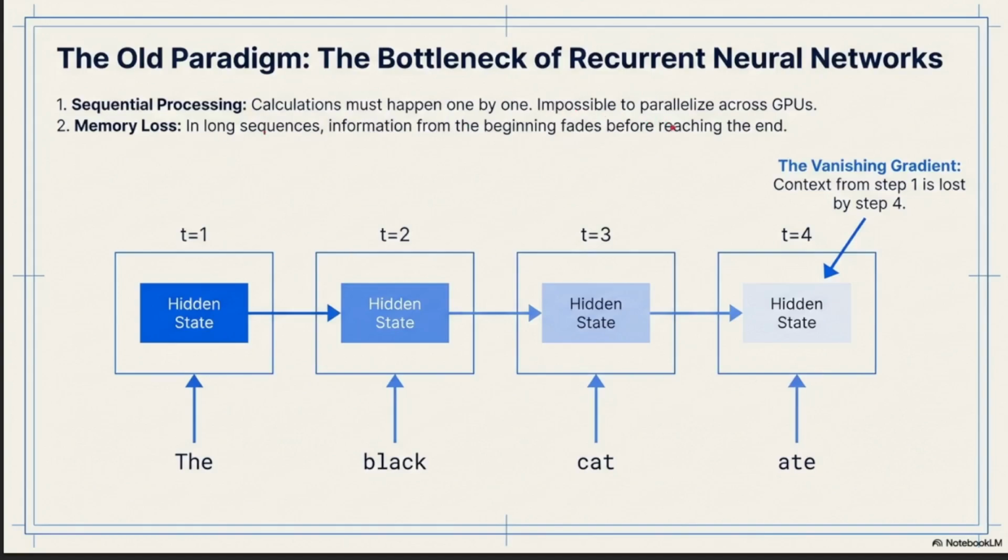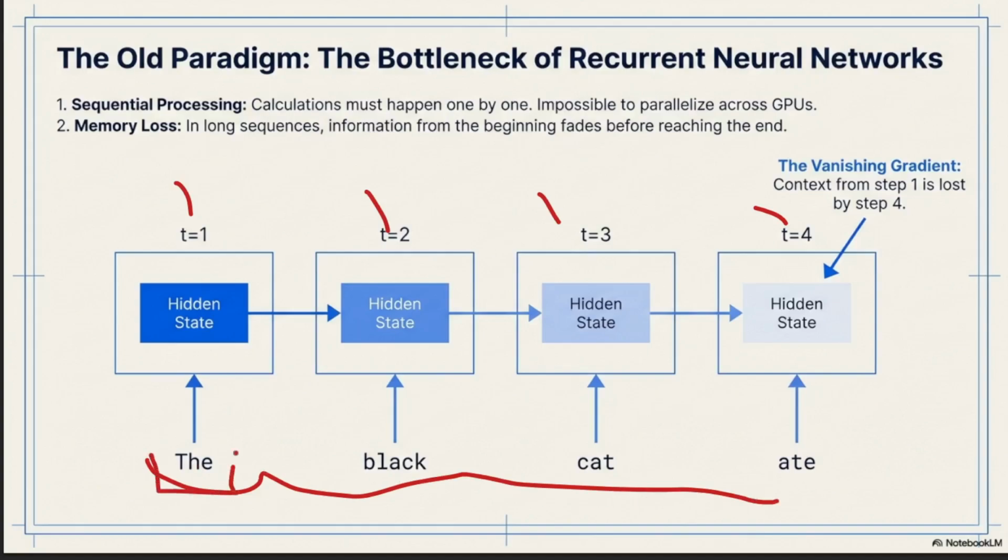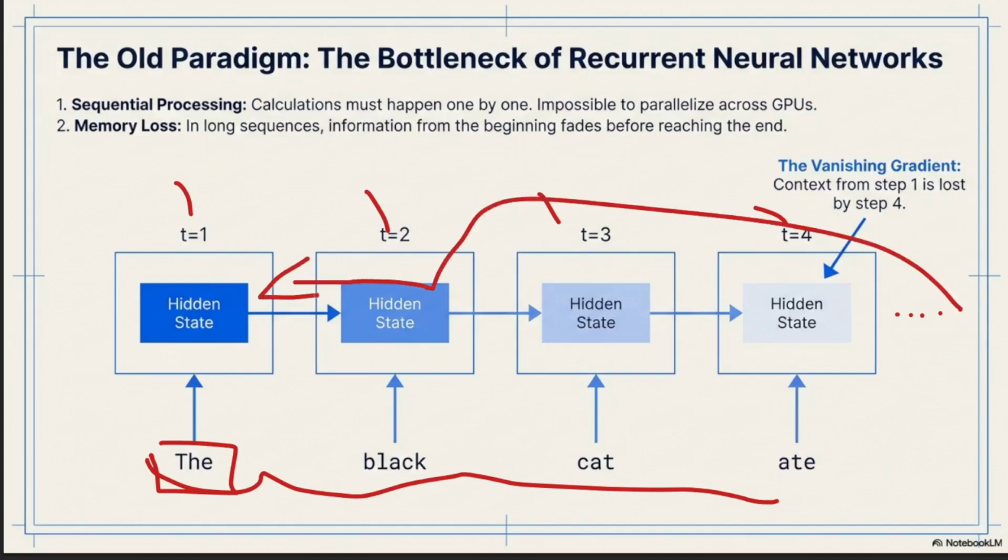In RNNs, information moves through time, so T1, 2, 3, 4. If we process the black cat ate, the model must memorize "the" at step 1 and carry that memory all the way to step 4. So this created two major issues. As the sequence gets longer, the memory fades. By the time the model predicts the last word, the context from the beginning is often lost or diluted.